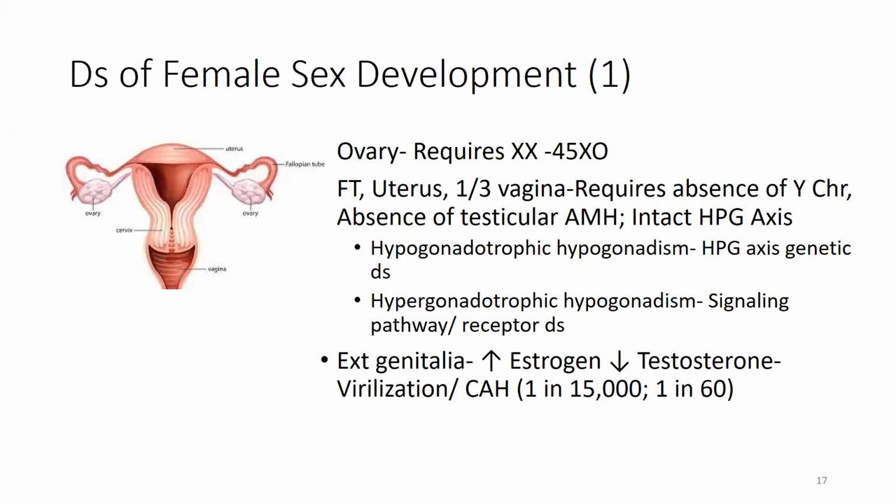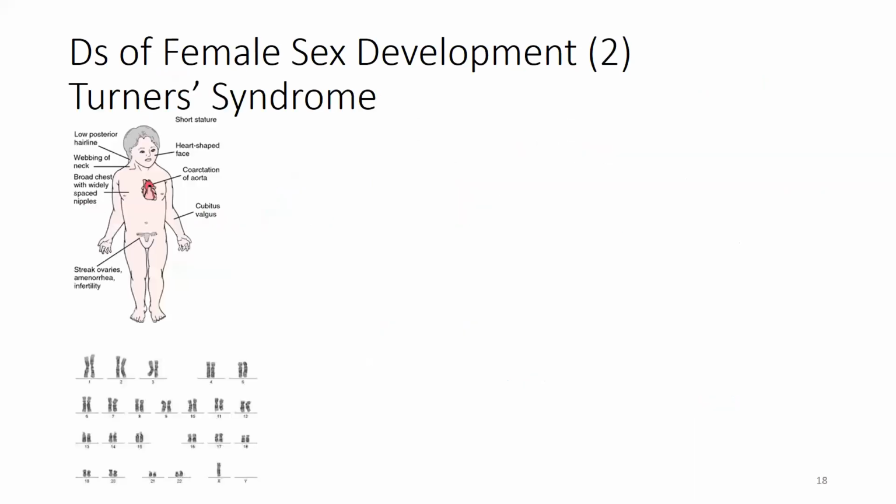External genitalia, I start thinking of congenital adrenal hyperplasia, which is one of the commonest. So let me use a disorder like Turner syndrome, right? The phenotype of Turner's is classical. You know Turner's, you know it can't be anything else. So what is the test we ask for? We ask for a karyotype.